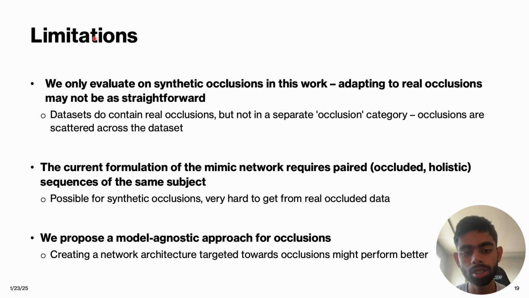Here are some limitations. We only evaluate on synthetic occlusions in our work, and adapting to real occlusions may not be as straightforward, because the datasets we have do contain some real occlusions, but not in a separate occlusion class. The occlusions are scattered across all of these sequences in the dataset. The current formulation of the mimic network also requires paired data, in the sense that you would need an occluded version and a complete body version of the same person. And while this is possible for synthetic occlusions, it is very hard to get from real data.